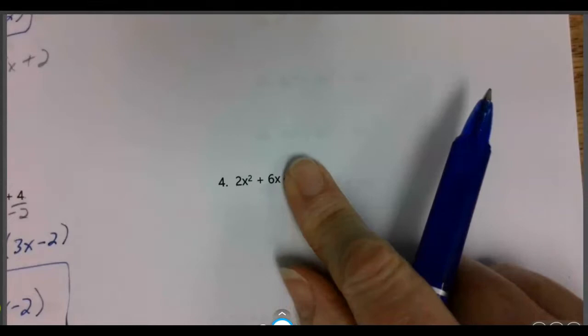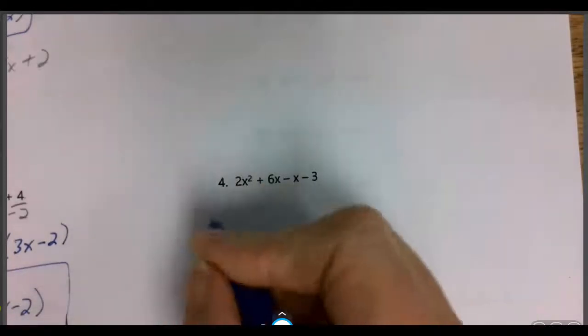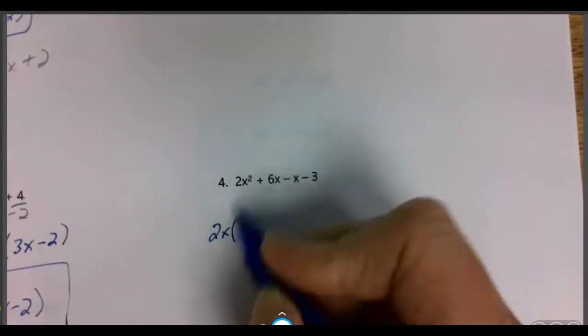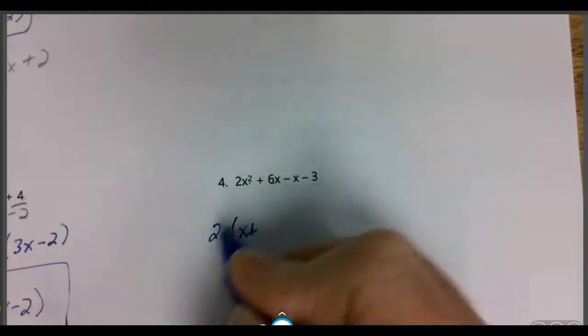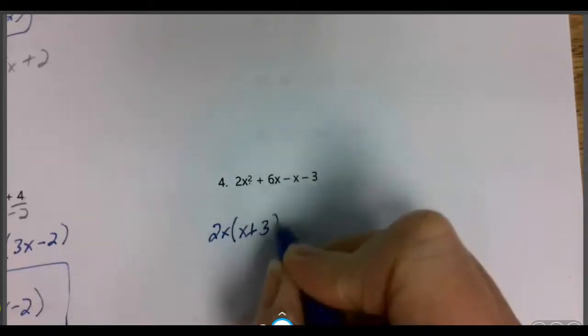Oh, do you want to try this one? This one's kind of tricky. But feel free to try it on your own. Pause it if you want to. Greatest common factor, 2x. 2 divided by 2, 1. X squared divided by x, x. 6 divided by 2, 3. X divided by x, gone.